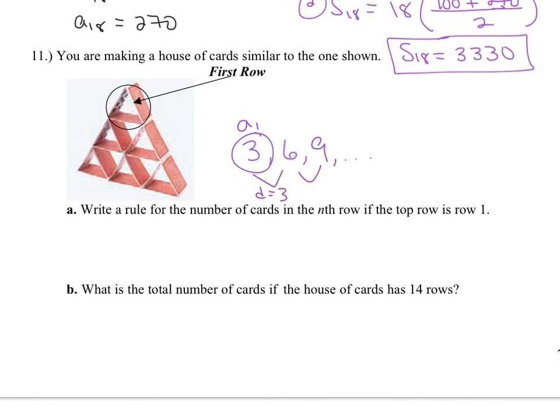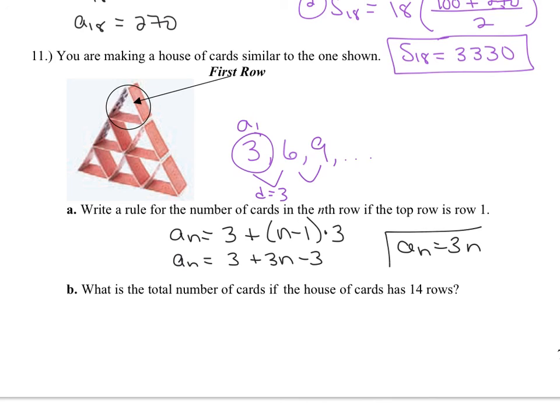So if I want to write my general rule, a sub n is equal to the first term 3 plus n minus 1 times 3. So you get a sub n is equal to 3 plus 3n minus 3, or in general, a sub n is equal to 3 times n. So that's our general equation.